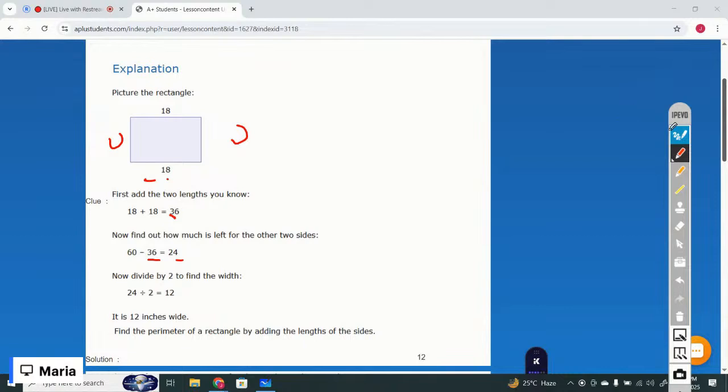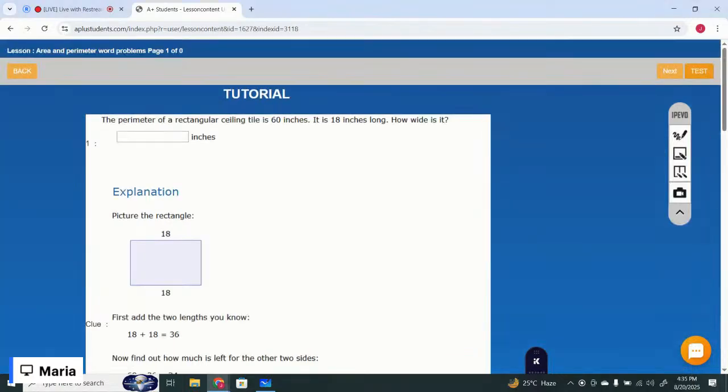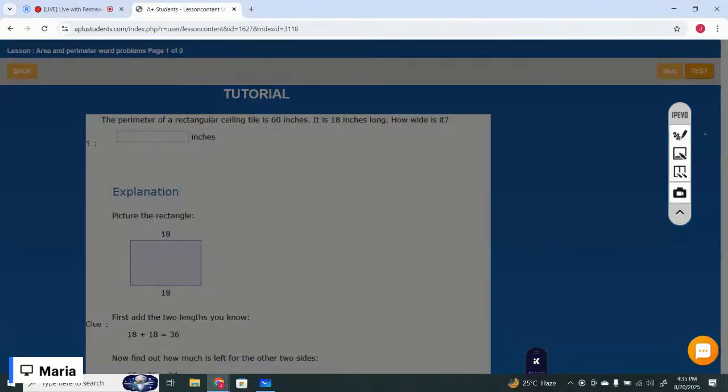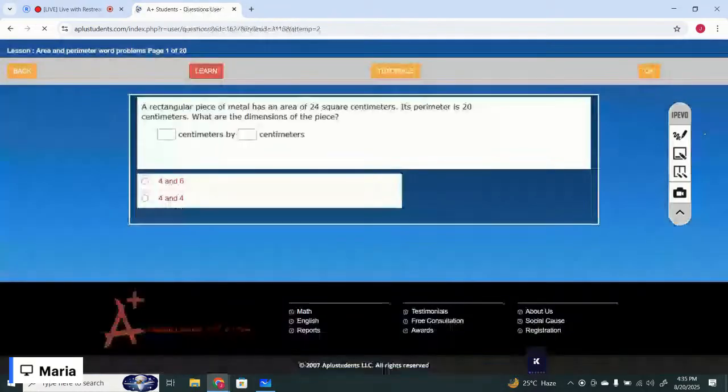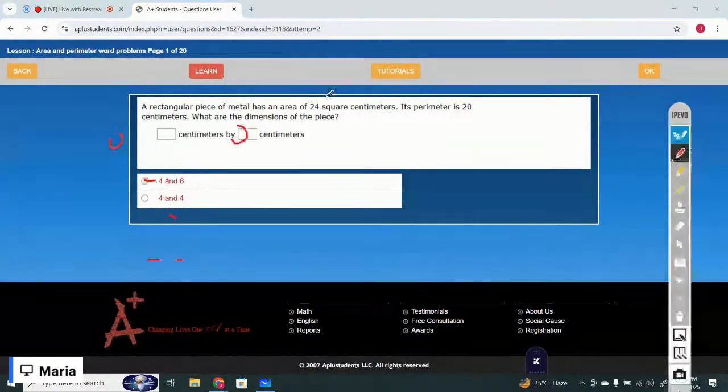Let's just start with the test questions. A rectangular piece of metal has an area of 24 square centimeters. If the perimeter is 20 centimeters, what are the dimensions of the piece? We need to find the dimensions. We are given the area and the perimeter, right? So just look at the first option.